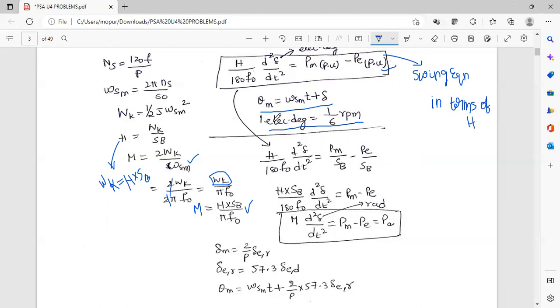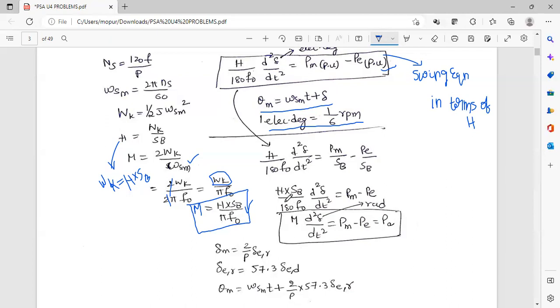See this, H by 180 F naught d square del by dt square is equal to Pm per unit, which is Pm actual value divided by base power Sb, minus Pe per unit, which is Pe actual value divided by base power Sb. So I am taking this Sb to the other side. It will become H into Sb divided by 180 F naught into d square del by dt square is equal to Pm minus Pe. If you see, we had just now derived M in terms of H. That is M is equal to H into Sb divided by pi F naught.